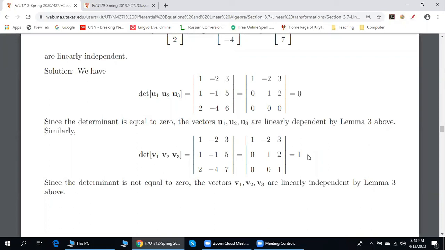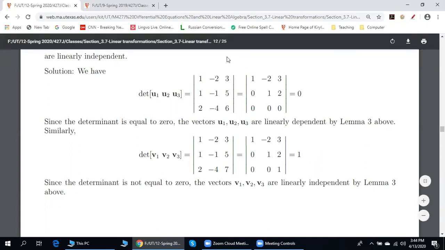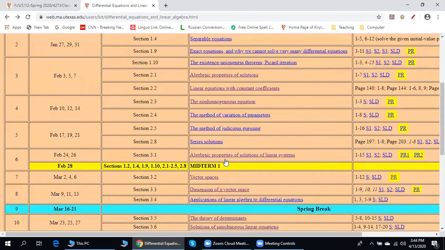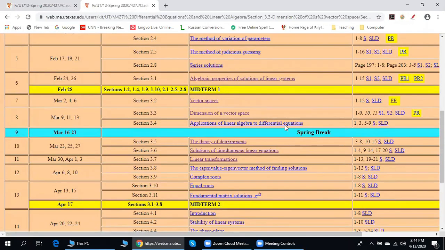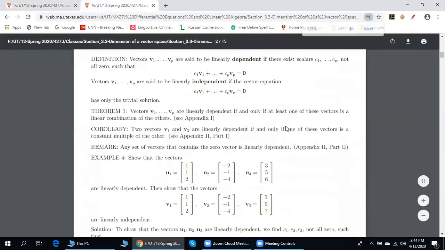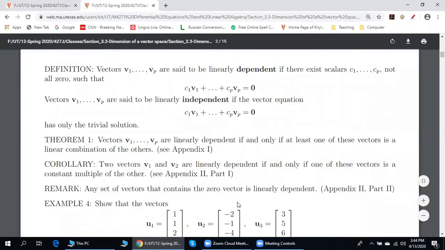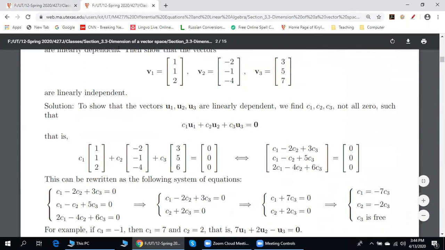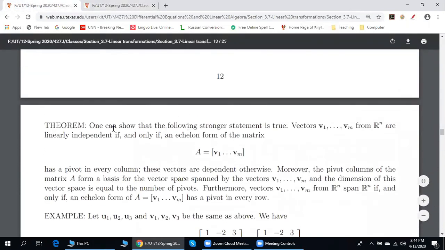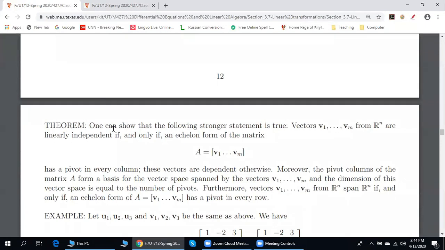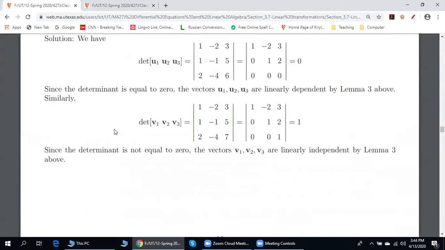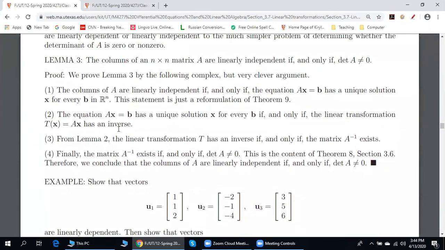So now, talking about dependence and independence, we have 3 different tools. Tool number 1, we can do dependence and independence by definition, as we discussed in section 3.3. Tool number 2 is this theorem: we put vectors together, come up with an echelon form, and count the number of pivots. And lastly, if we put vectors together and our matrix is a square matrix, we can use lemma 3.